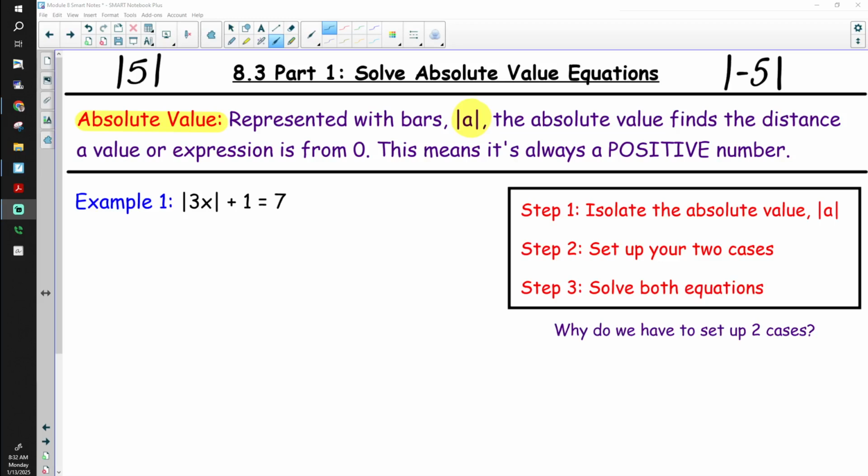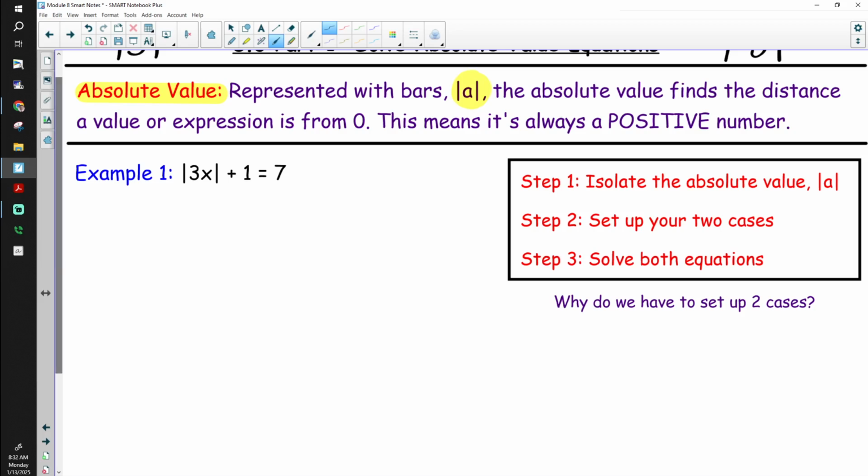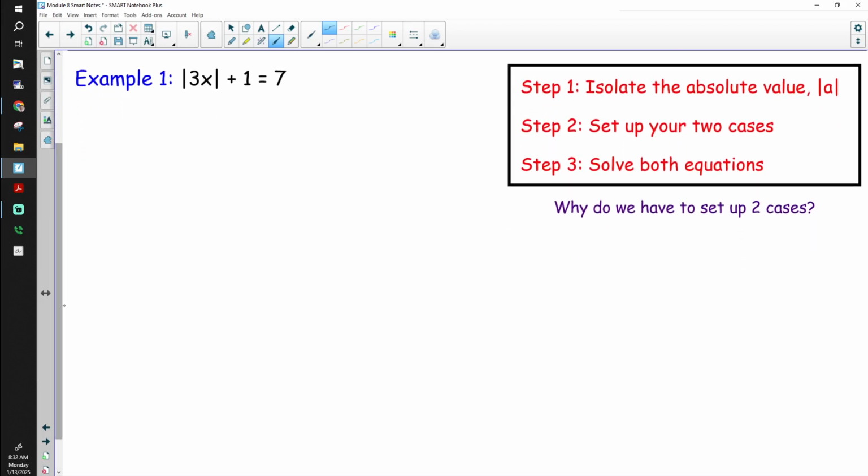So here, example 1: the absolute value of 3x plus 1 equals 7. Our first step is to isolate the absolute value. Right now, I see that I have an absolute value of 3x. Our goal is to get that absolute value of 3x all by itself on one side of the equation.